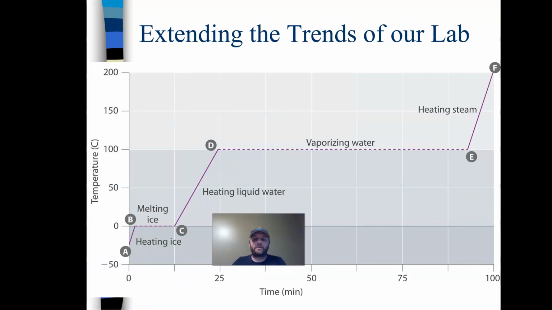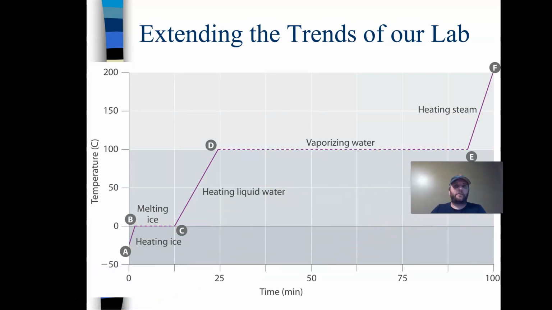So here we see a phase change graph, or phase graph, heating curve, some might call it, for water. This one is specifically for water. And in this one, we're starting with ice. Ice that's very cold. Looks like it's at around 25 degrees below 0 Celsius.